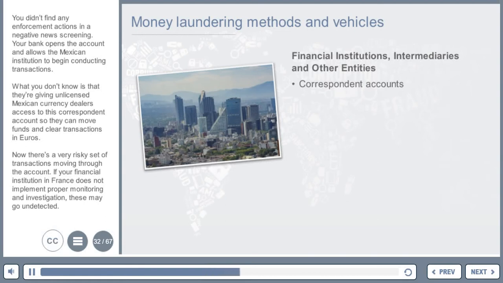What you don't know is that they're giving unlicensed Mexican currency dealers access to this correspondent account so they can move funds and clear transactions in euros. Now there's a very risky set of transactions moving through the account. If your financial institution in France doesn't implement proper monitoring and investigation, these may go undetected.